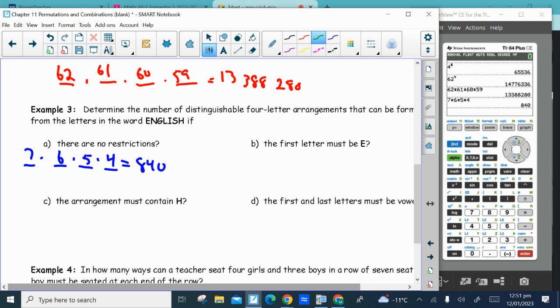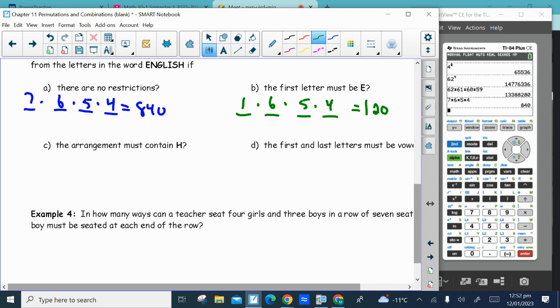So there was a restriction here, and that is that you're not using all the letters. You're only using 4 of the 7. Part B is a different restriction. The first letter must be the letter E, which means there's only one choice for that first letter. So we've used one letter already. We started with 7. Now we have 6 left for the next one, and then 5, and then 4. So I think that's 120 when you multiply those out. But in this case, your restriction is that the first letter must be an E as well. You're only using 4 of the 7 letters.